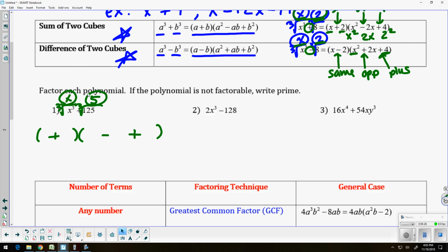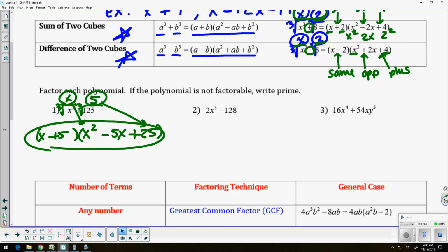So using x, using 5, now just fill it all out. The binomial is just x plus 5. Trinomial, x squared, so again, first term squared in the front. 5 squared goes in the back, so that's 25. And now just multiply together, 5 times x goes in the middle. And that's it. You're factored. Okay, it's as easy as that. Binomial, trinomial, same, opposite, plus, and then just fill it all out.